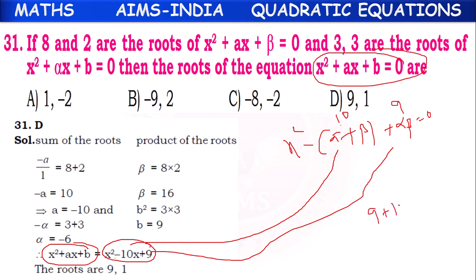So what are the roots? 9 plus 1 will become 10. 9 into 1 will become 9. So the roots are 9 comma 1. So option D, 9 comma 1 is the correct answer.